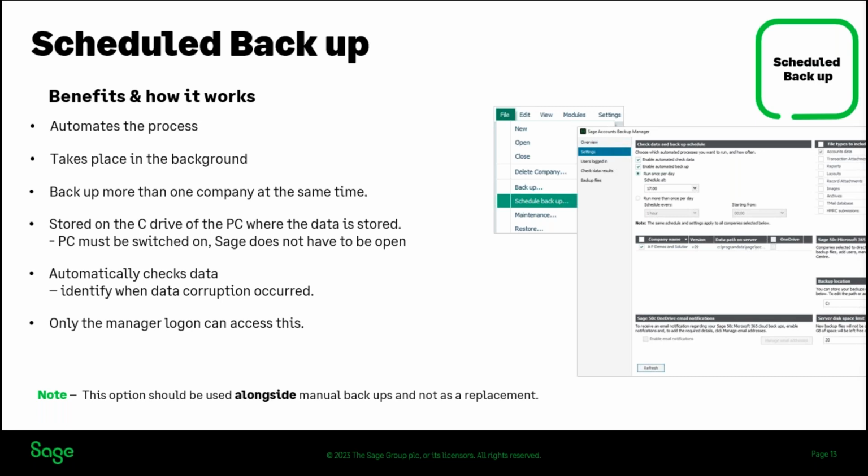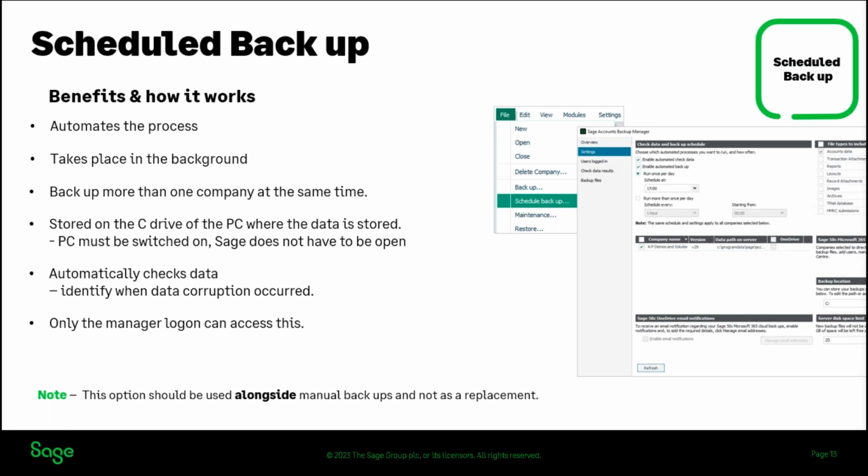This option is set up automatically and should be used alongside manual backups and not as a replacement, as if the machine where the scheduled backups are going to is switched off, then the scheduled backup will not take place. So for example, if you've left work early and shut off your machine before the automatic backup is run, just be aware of this. It might be worth allowing your scheduled backups to go to your C drive or server, and then do your manual backups to a USB or external hard drive, giving you the peace of mind that if your PC was to break, you had the external drive with those manual backups on to get you back up and running as quick as possible.